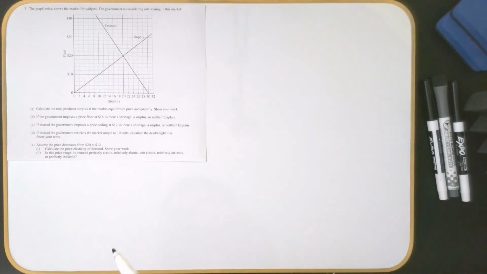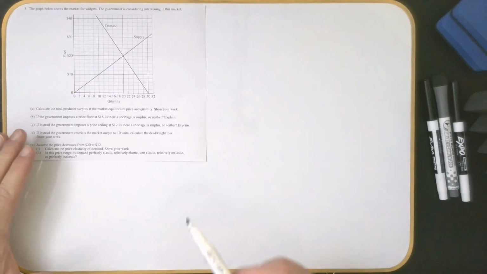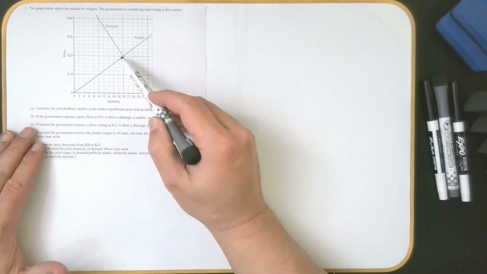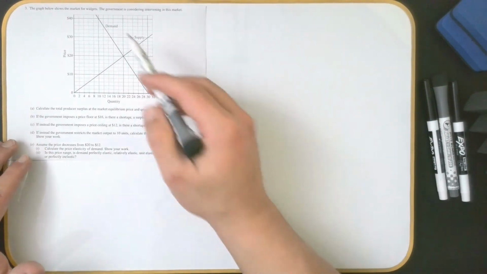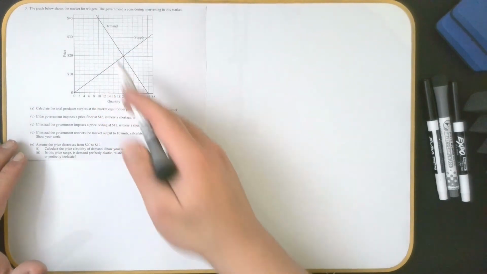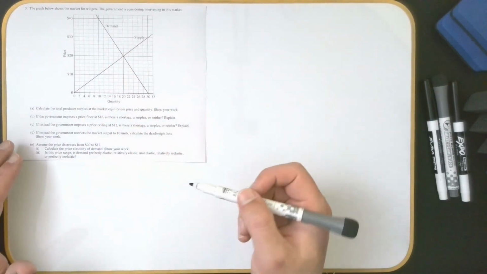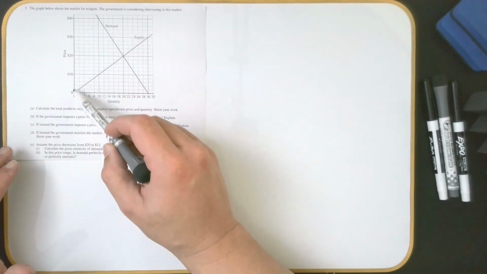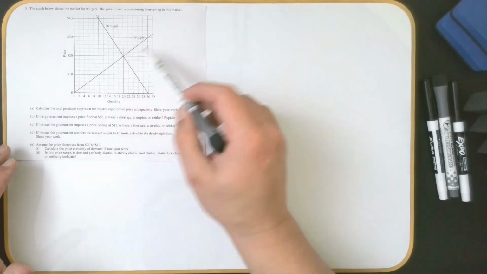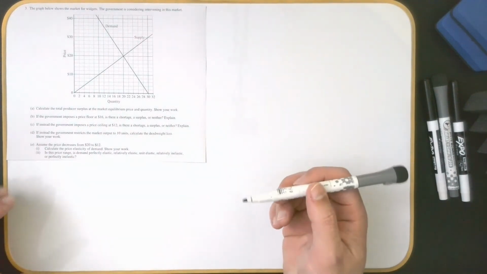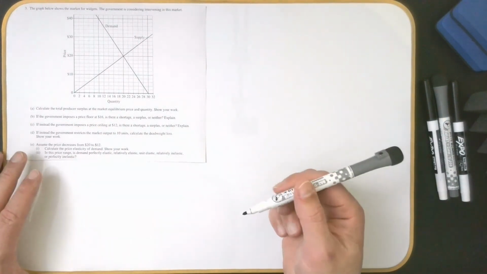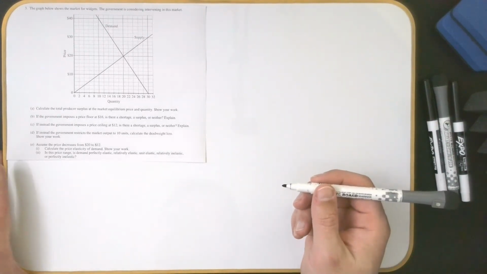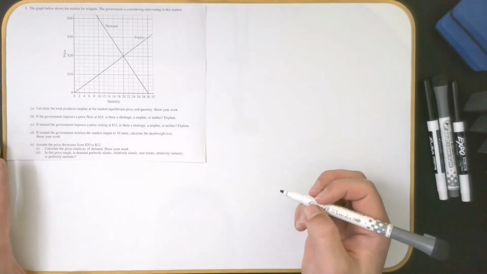So you can see the demand curve, the supply curve, and we have a point of equilibrium at a price of $20 and a quantity of 20. And you can tell just by the steepness, it's a little bit inelastic on the demand. Supply looks kind of unit elastic, pretty close. In fact, we're intersecting at 20 and 20. So that's looking unit elastic. Demand's a little steeper. So let's see what we have here. So letter A says, calculate the total producer surplus at the market equilibrium price and quantity.